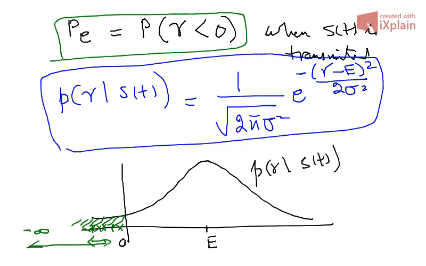to 0. So if we are interested in finding the mathematical expression, we already have the PDF. So we would integrate this PDF from minus infinity up to 0 dr. So let's try to solve this integral and find the mathematical expression for the probability of error, or the bit error rate.